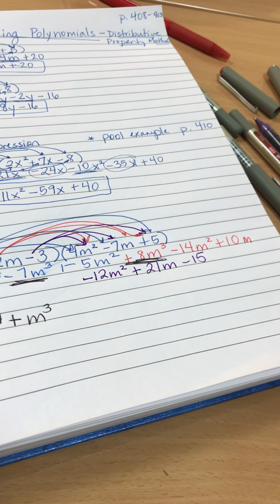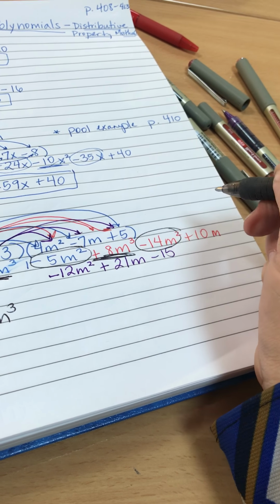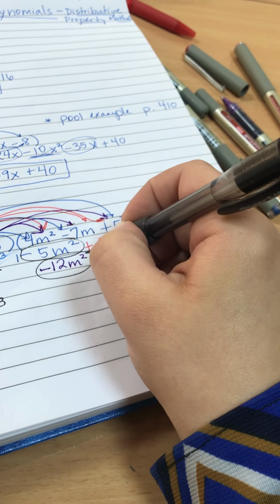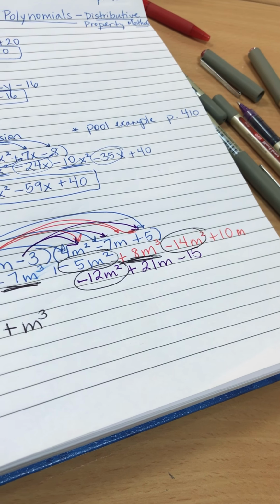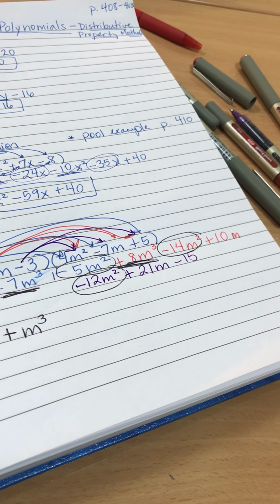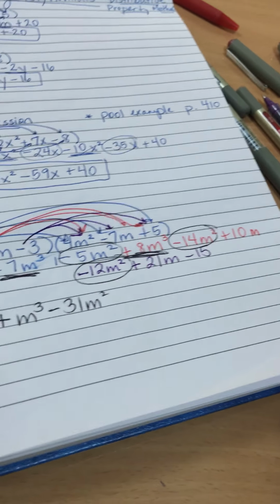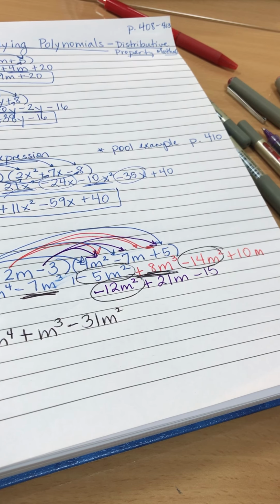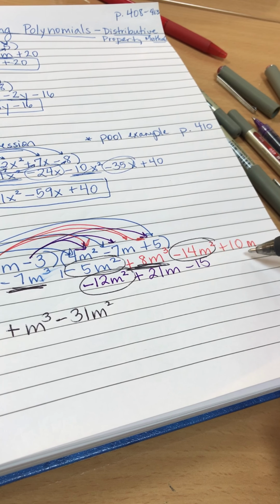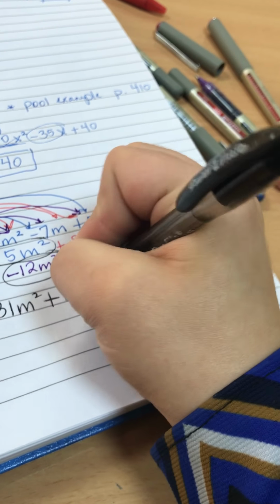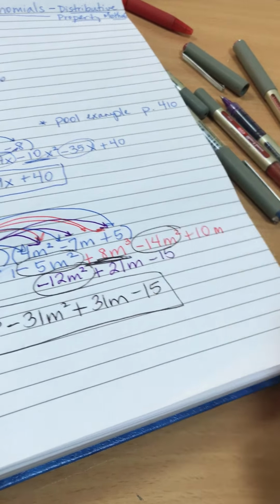Then I have 3 that say squared, so I have a positive 5m squared, a negative 14m squared, and a negative 12m squared. I need to keep the signs in mind. So I'm going to get negative 21m squared when I add them all together. Then I have the m's: 21 and 10 add to give me 31m, and then the negative 15 gets put on the end also. So this is my final answer for that one. That's it.